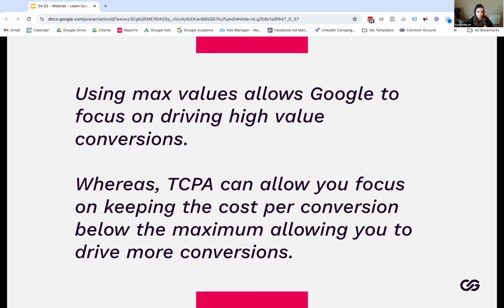So with this, just to recap, using maximize values allows Google to focus on driving high value conversions, whereas target CPA can allow you to focus on keeping the cost per conversion below the maximum, allowing more conversions for your ad spend.